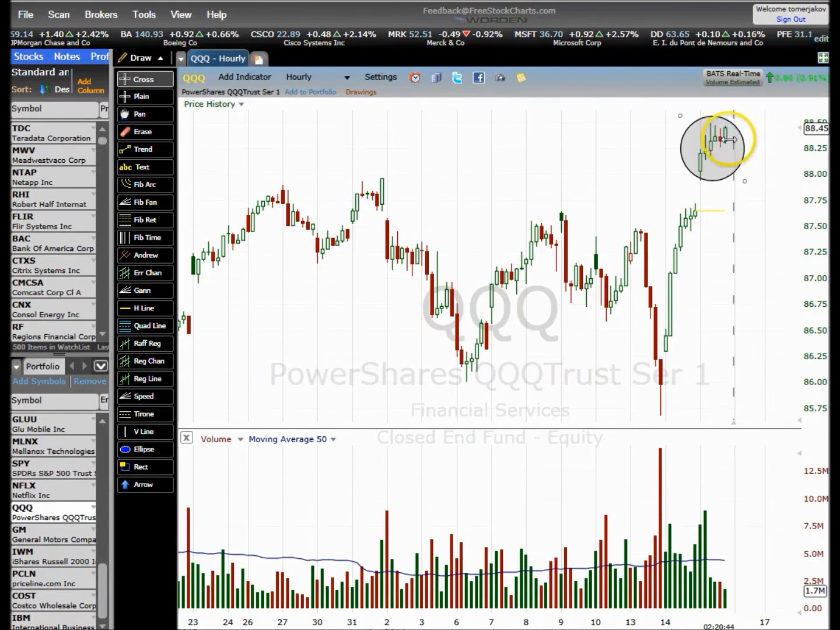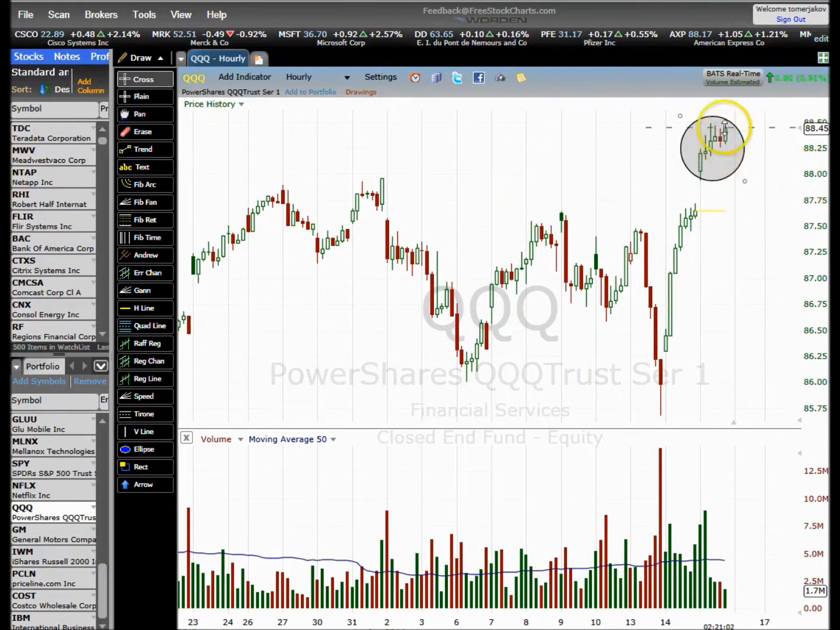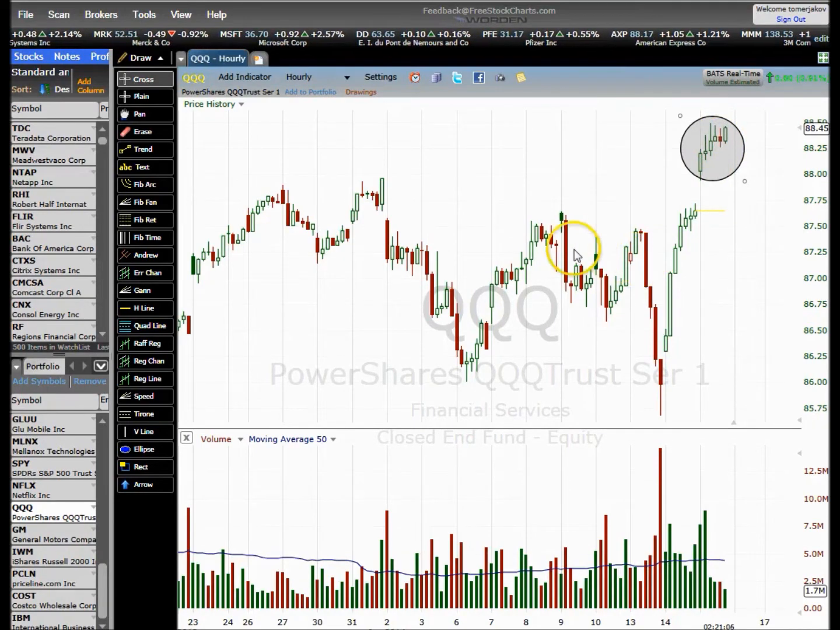So if it will take out the lows of this hourly candle, it will be a confirmation sign for me that the cues may be doing a false break to the 88 level. But now it's showing signs as I'm speaking, so we'll have to see how we close the day.